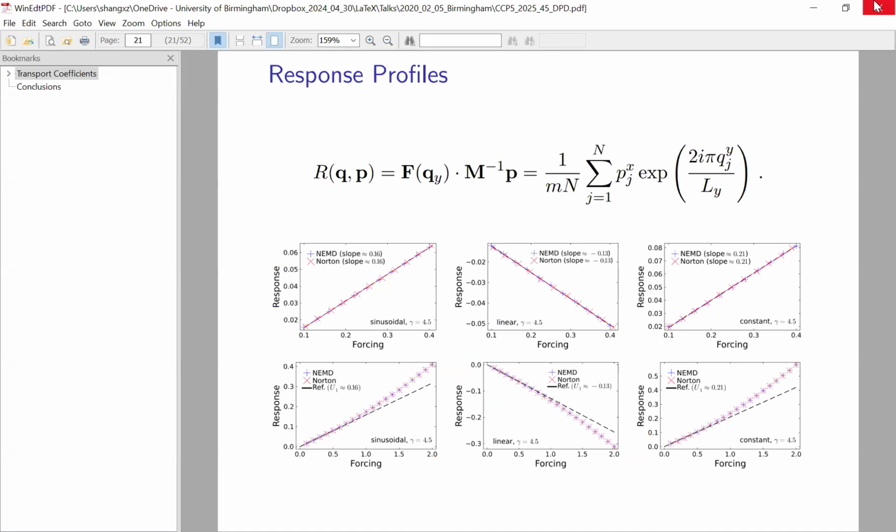And then we again look at the response profile for the 3 different forces here: sinusoidal, piecewise linear, and piecewise constant. But in each of the cases, as you can see, it behaves very much similar to the mobility case, where in both the linear but also the nonlinear regime, both NEMD and Norton are very much close to each other. So again, it's a strong indication that we can use the Norton as an alternative approach for the computation of transport coefficients. And here, just like in the shear viscosity case, the response observable looks like this one here.